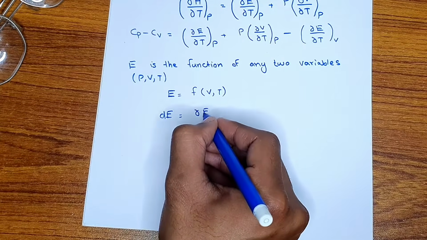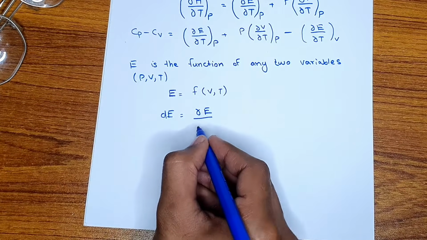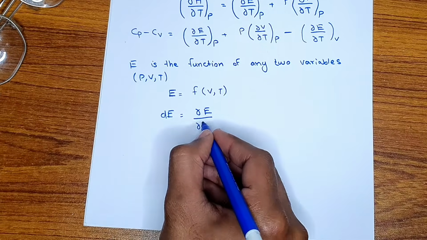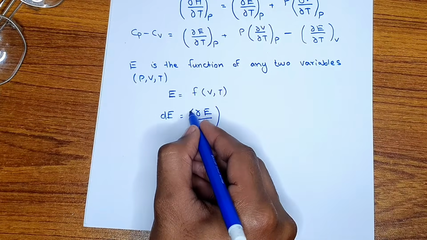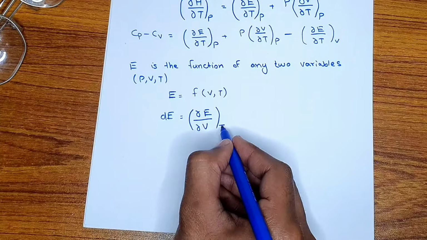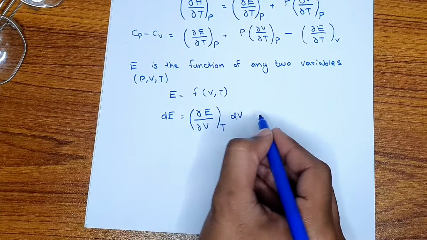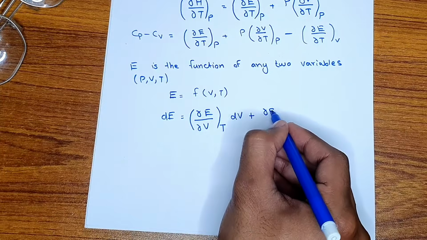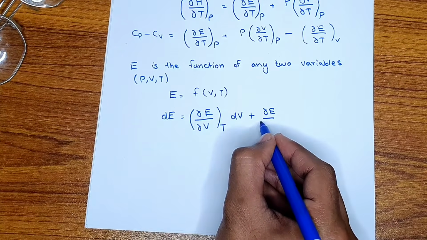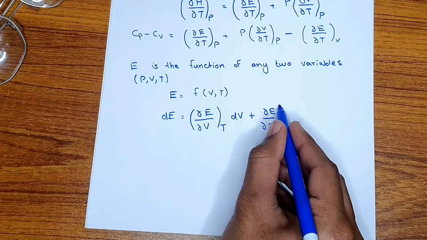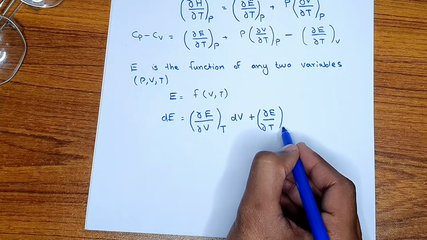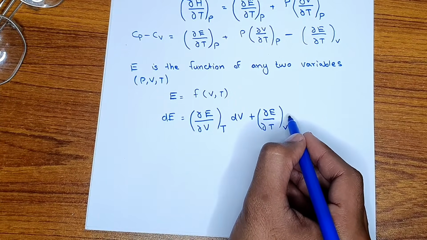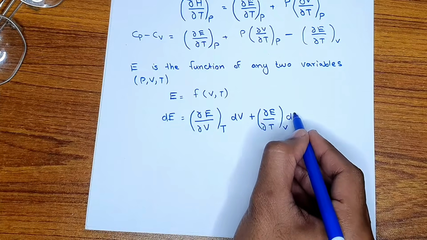delta E divided by delta V at constant temperature, times dV, and again delta E divided by delta T at constant volume, and that will give me dT.